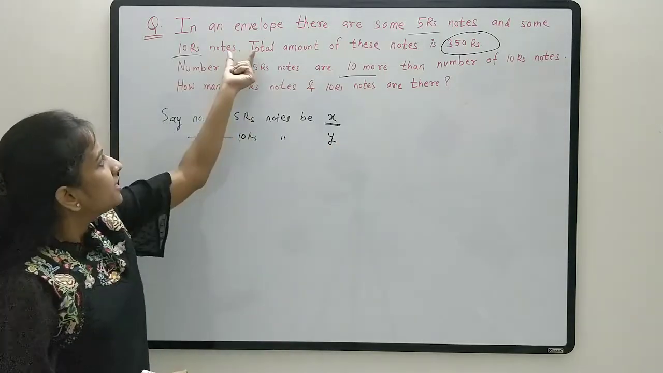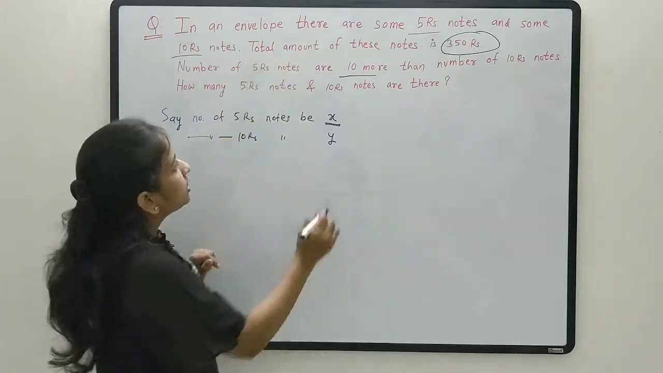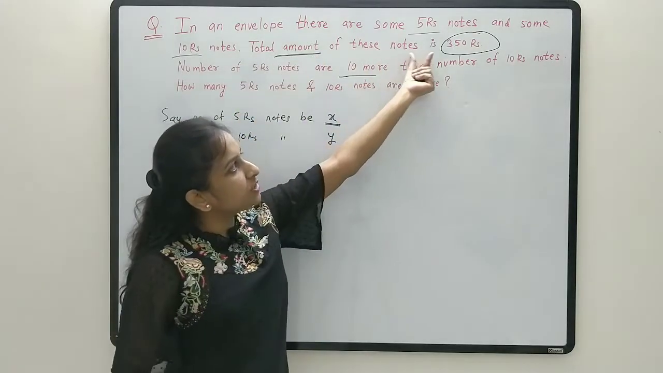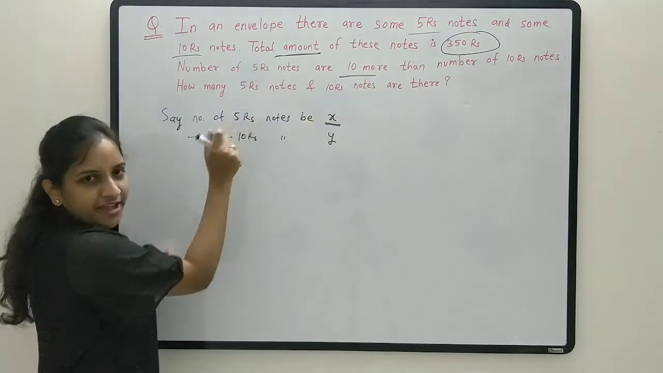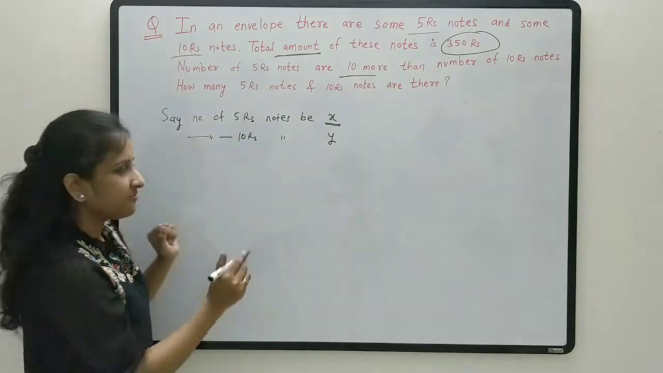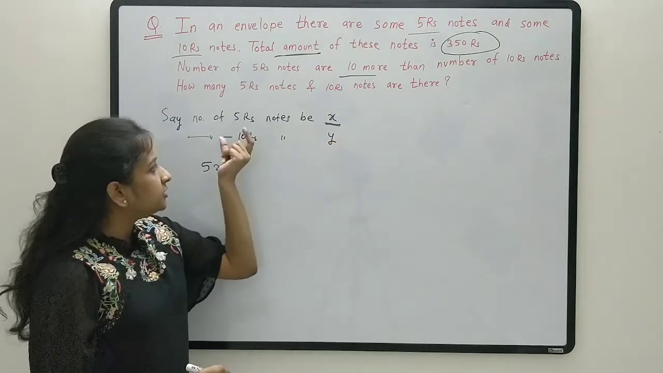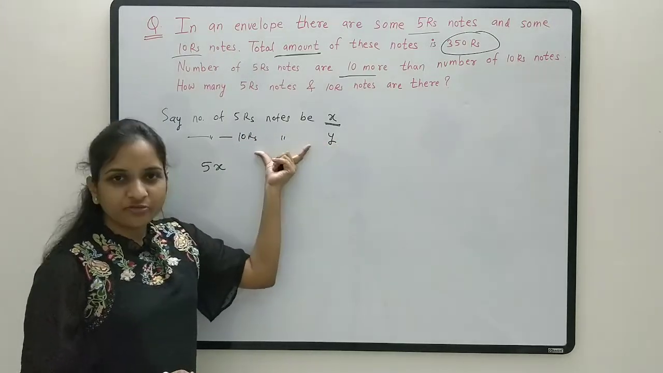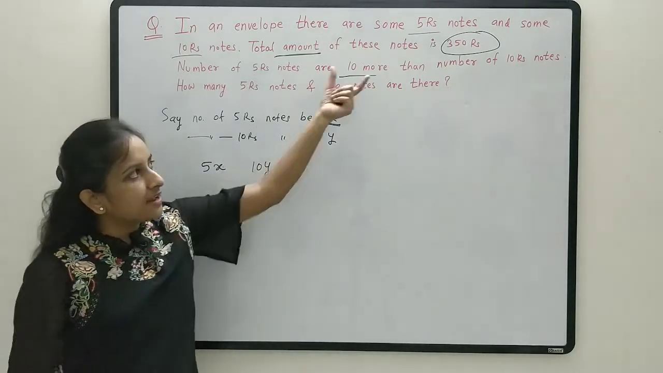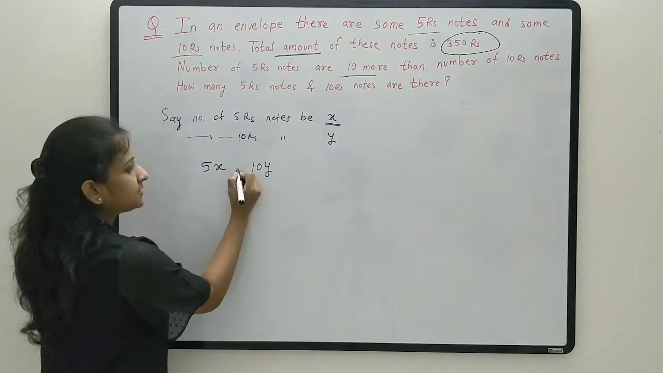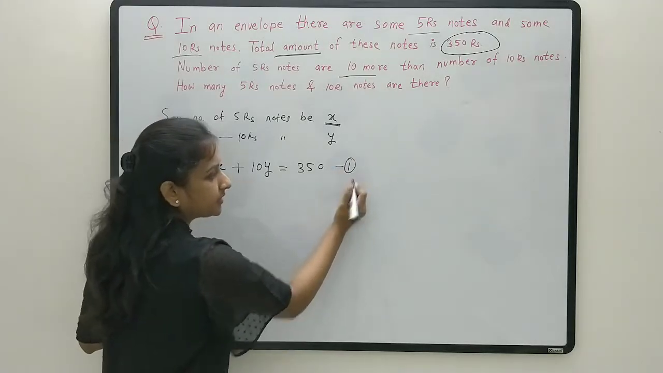Okay. Now next statement. Let's convert this into a mathematical expression. Total amount of these notes is 350 rupees. So there are x number of notes of 5 rupees. So what is the amount for this? 5x, right? And there are y number of notes of 10 rupees. So what is the amount for this? 10y. Total amount in an envelope is 350 rupees. So the sum of this amount is 350 rupees. This is the first equation we got: 5x + 10y = 350.